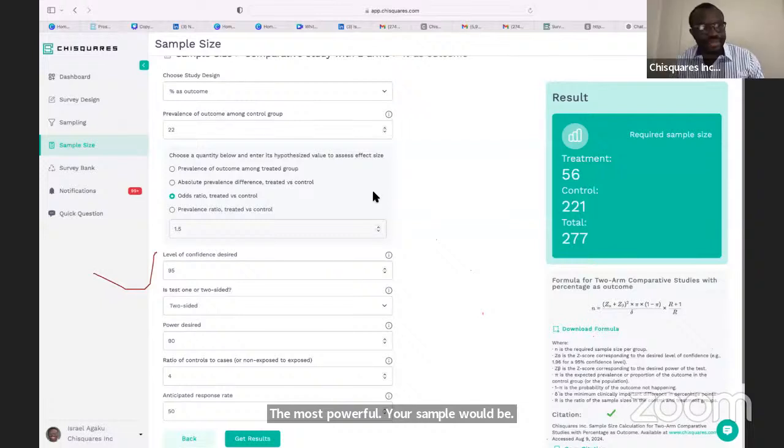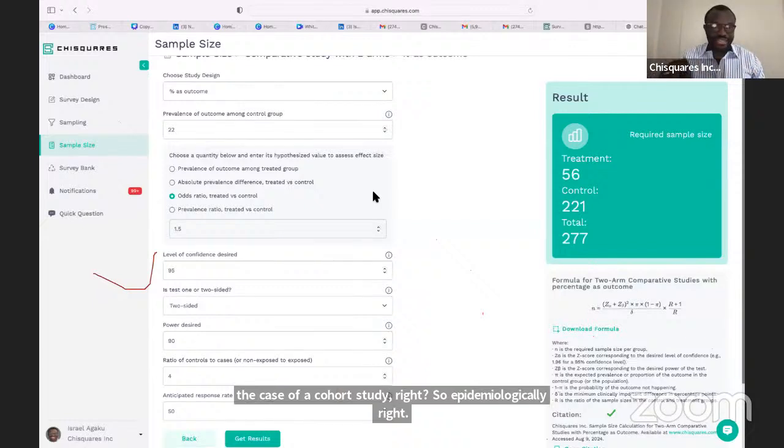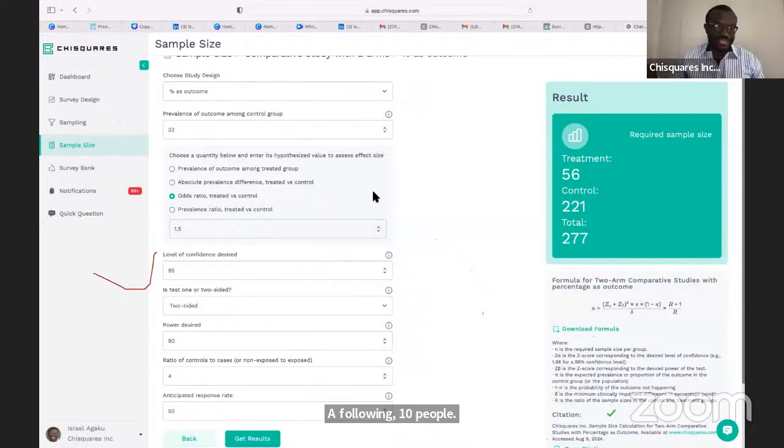So ultimately, it depends on the outcome. In the case of a cohort study, epidemiologically, following 10 people for 1 year is the same as following 1 person for 10 years, right?